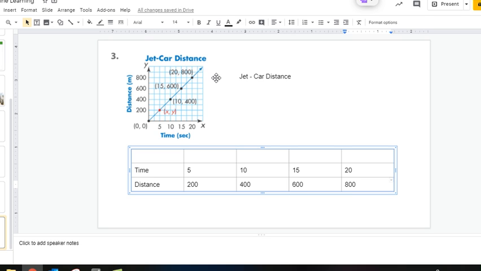So we're going to be learning how to look at the information in a table and in a coordinate grid and figure out how to answer it. We know that this jet car is super, super fast because I don't think my car can go 200 miles in 5 seconds. In fact, I know it can't. All right, your classwork is in Google Classroom. Let me know if you need any help with it.